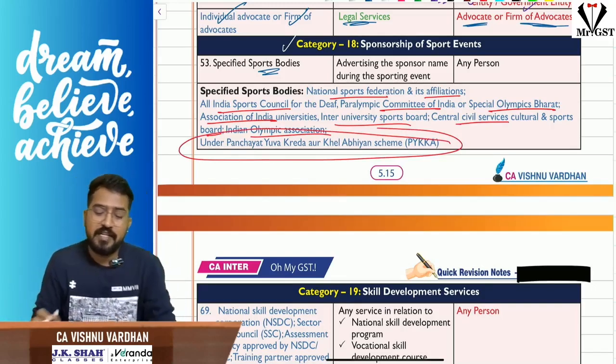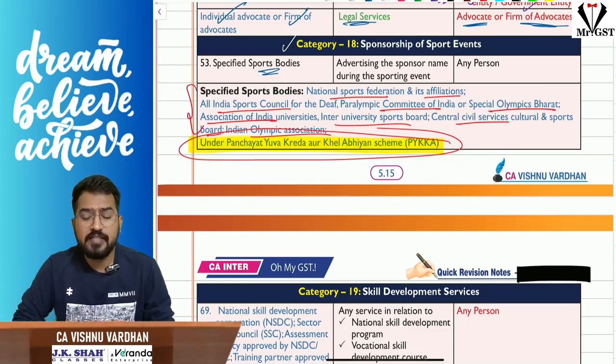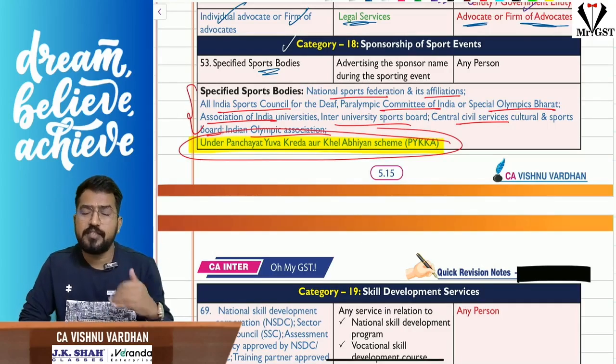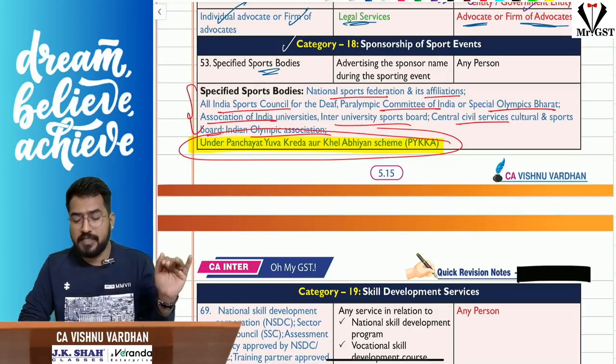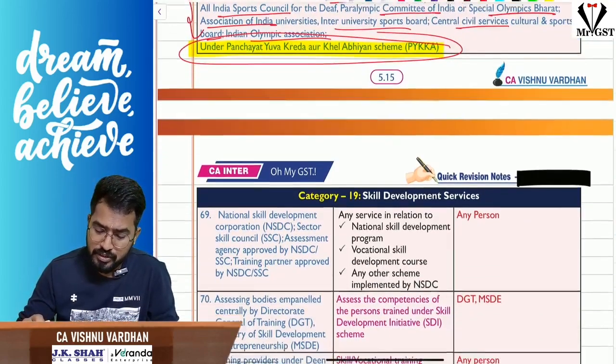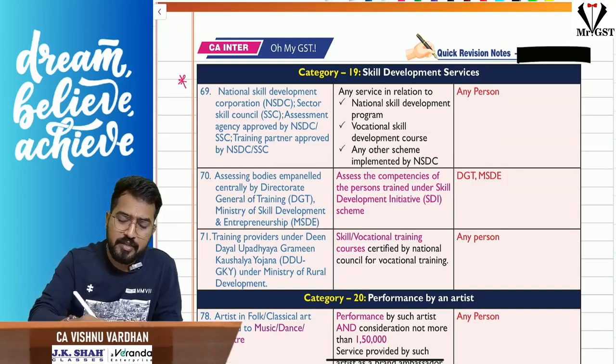So please understand, these people are conducting, but this is the scheme. Under this scheme, if these people are conducting the sporting events, for that if you advertise, that is for that if you provide sponsorship services, it is exempt under GST. Okay, next, skill development programs. This also please mark it important, please remember this.